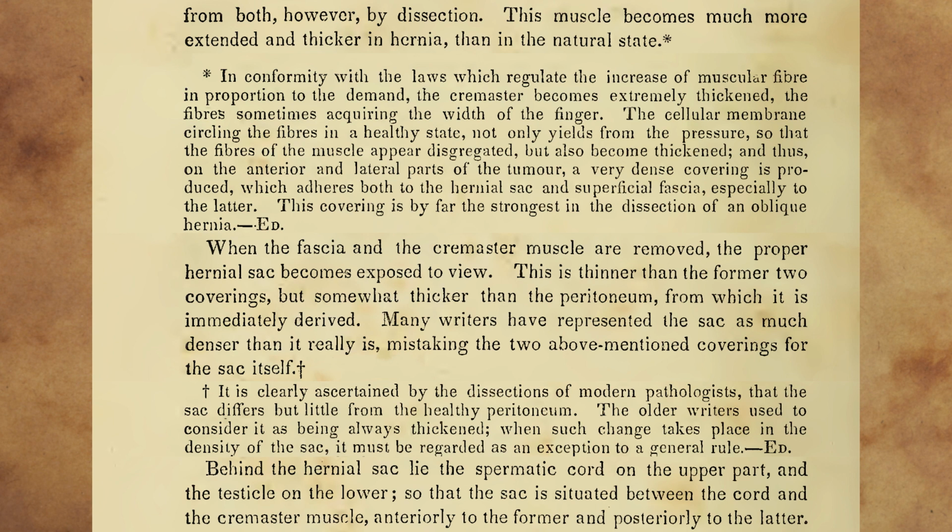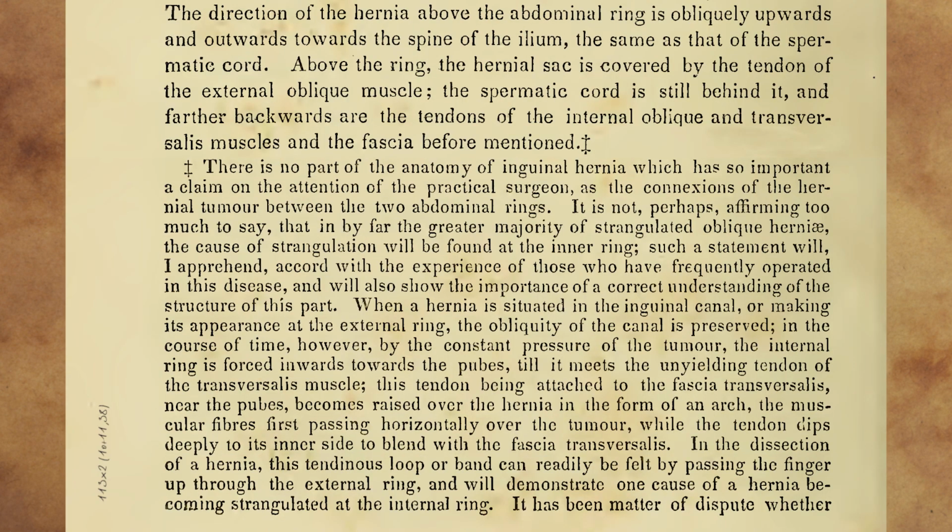End of footnote. Behind the hernial sac lie the spermatic cord on the upper part and the testicle on the lower, so that the sac is situated between the cord and the cremaster muscle, anteriorly to the former and posteriorly to the latter. The direction of the hernia above the abdominal ring is obliquely upwards and outwards towards the spine of the ilium, the same as that of the spermatic cord. Above the ring, the hernial sac is covered by the tendon of the external oblique muscle. The spermatic cord is still behind it, and farther backwards are the tendons of the internal oblique and transversalis muscles and the fascia before mentioned.